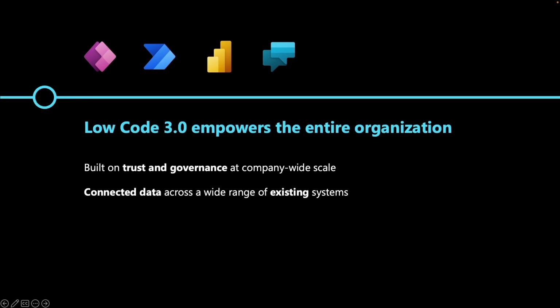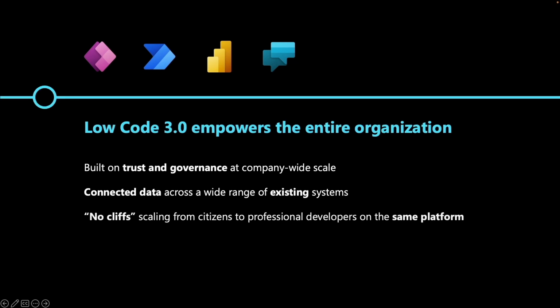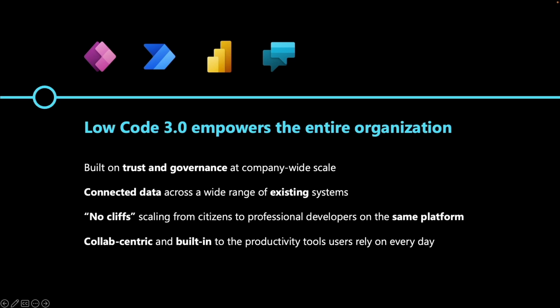And the really important thing about the evolution of low-code, and where we're at with low-code 3.0, is about a no-cliffs experience, meaning having one tool that is for both citizen developers, low-code makers, and professional developers. So both audiences developing on the same platform. And these tools are also collaboration-centric. They're built into the tools that you're already using day to day.